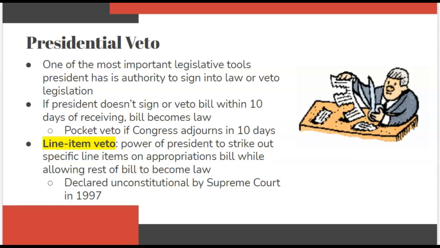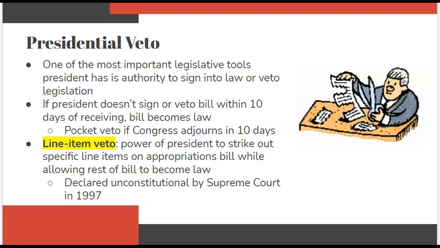It is the power of the president to strike out a specific line item on an appropriations bill while allowing the rest of the bill to become law. Now you can see why this would be a huge expansion of the president's power in policymaking, which makes sense as to why it was ruled unconstitutional. But this allowed for the president to easily cross out parts of bills that they did not want to be funded, for example, or did not want to appropriate the funding for without throwing out the entire bill. Again, can't stress enough, unconstitutional, not a practice that happens today, but it did happen for a short period of time during Clinton's administration.